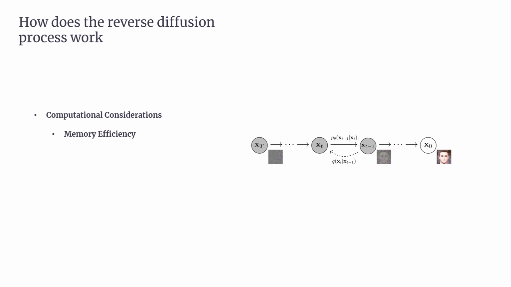In summary, by carefully controlling how Gaussian noise is added over time, diffusion models can effectively reverse this corruption during the reverse diffusion process. This enables the generation of high-quality images from pure noise, showcasing the power and flexibility of diffusion models in tasks like image synthesis.